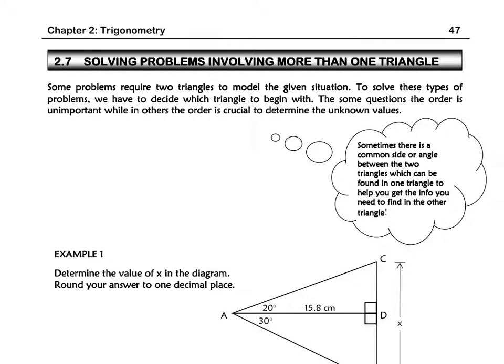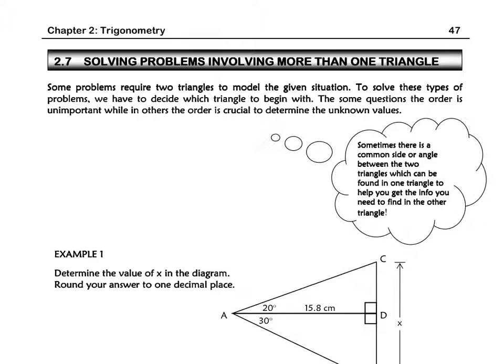Okay, section 2.7 is on solving problems involving more than one triangle. A lot of times you might have information that you're trying to find, and when you look at the diagram, there's not enough information in the triangle that contains that side or angle you're looking for. But there is another triangle that's attached to or part of the triangle that we are interested in, and we can find information in that other triangle to help us find the information in the triangle that we want to use. So a lot of times you look for a common side or a common angle that the triangles share that will help you move from one triangle to the other.